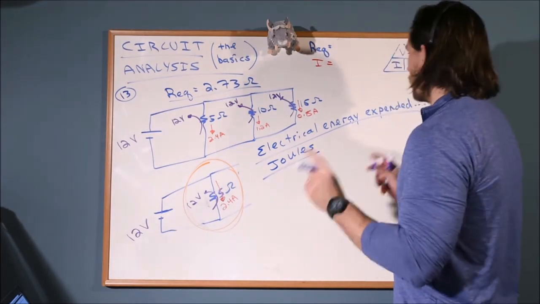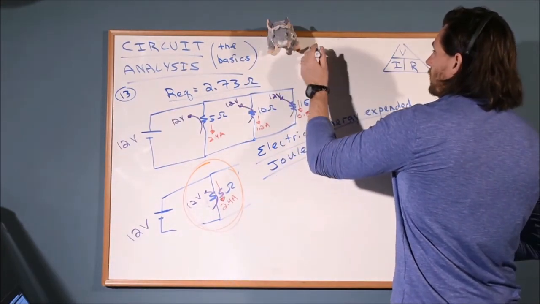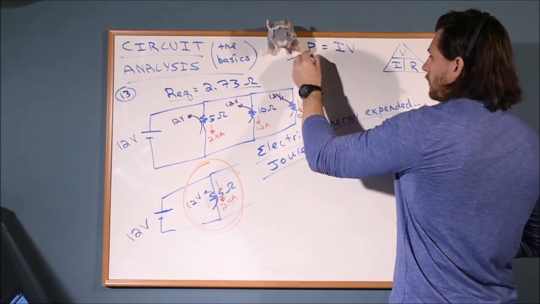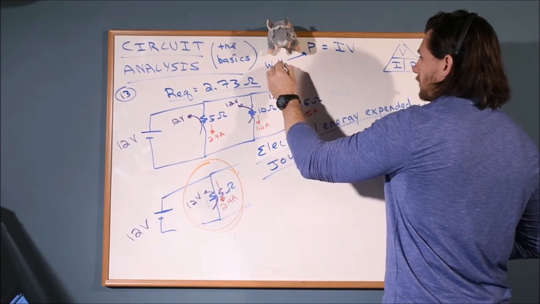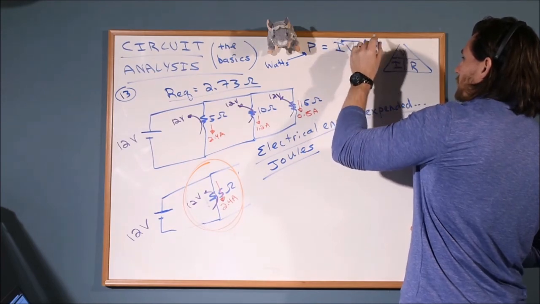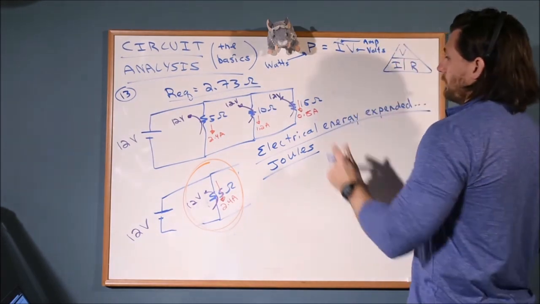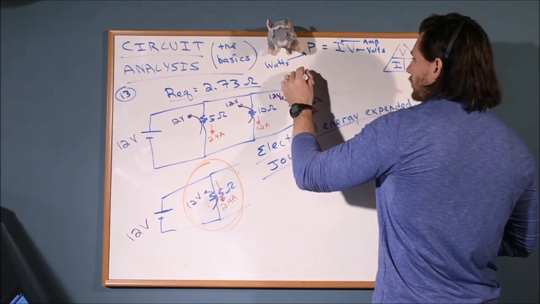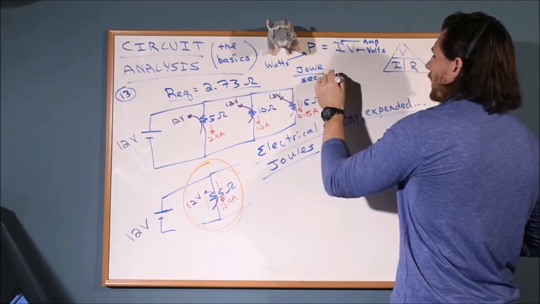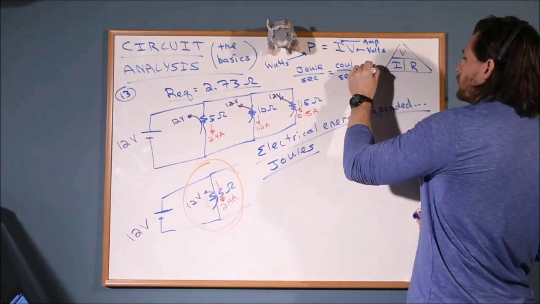Now, one formula that we haven't talked about yet, I'm going to erase these, is the power formula, P equals IV. Now, power, of course, is watts, capital W because it's named after a person, I is amps, capital A because it's named after Ampere, and volts is volts, after Alessandro Volta. Now, a watt is a joule per second, I is a coulomb per second, and a volt is a joule per coulomb.